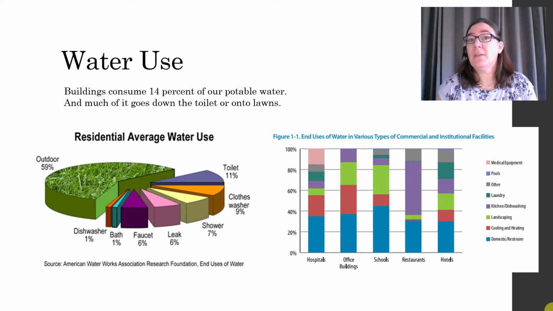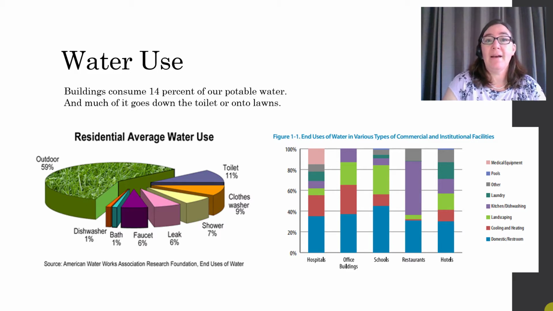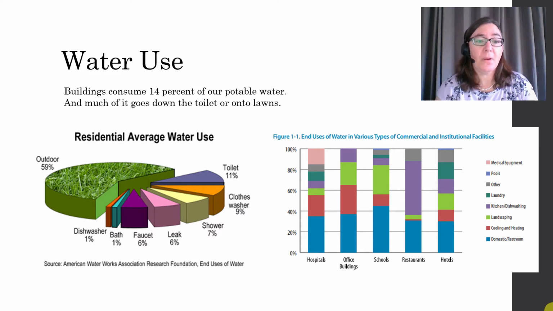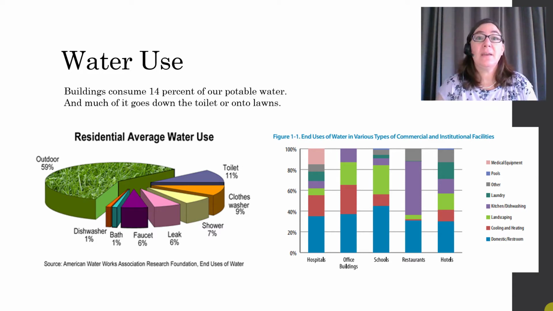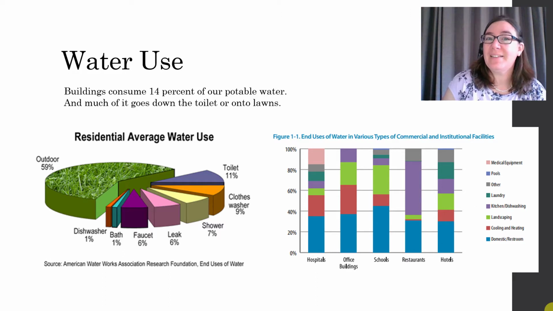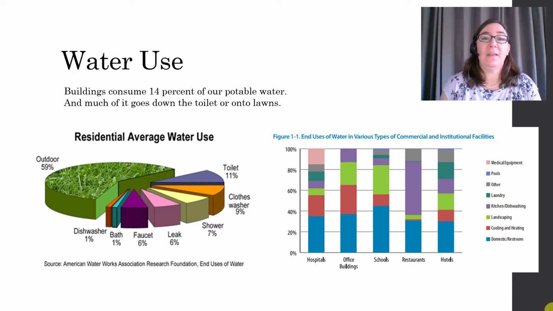So let's take a look at these graphs. On the left, we have residential water use, and you can see that a great deal of it goes out to our lawns. All right. Other important segments include toilet use, and look at that, leaks. Water is simply wasted, at least 6% of it.